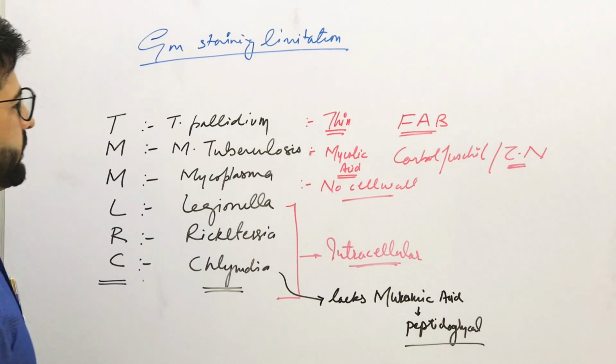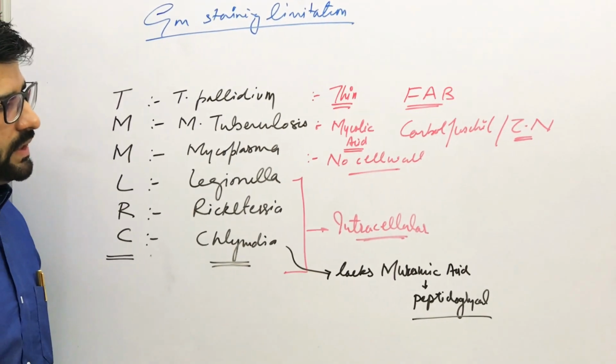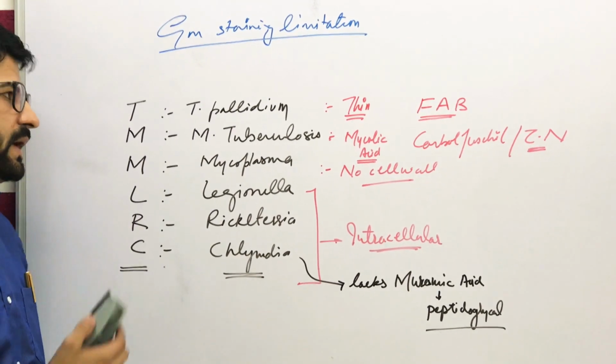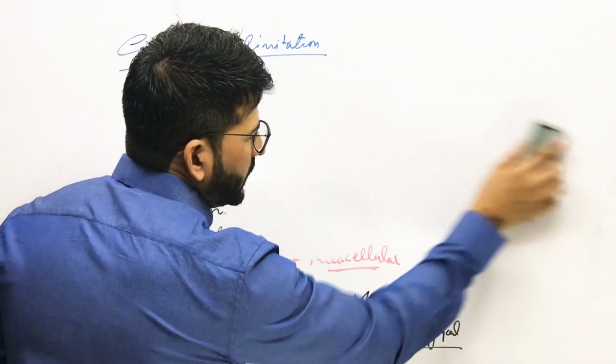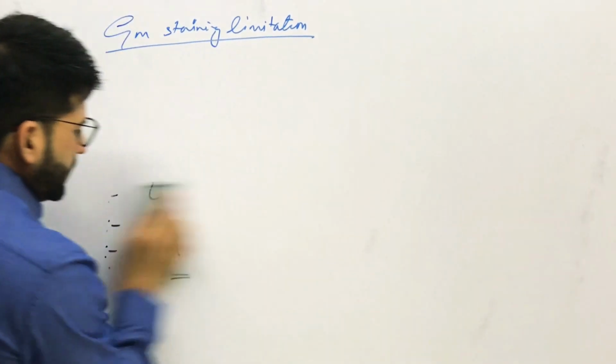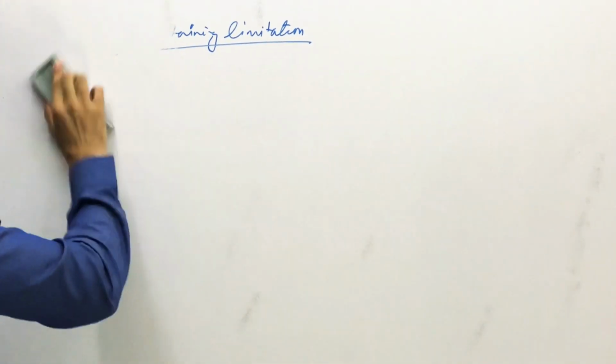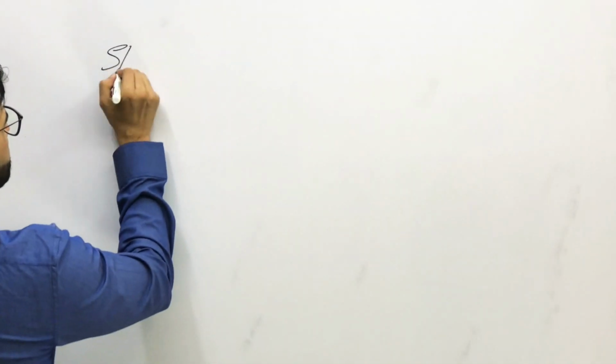So we have to also see that there are certain bacteria which do not stain. So what do they stain with? So there has to be special staining techniques which can be used to stain the bacteria which do not stain with gram staining. So let's do the special staining techniques. What are the special staining techniques?